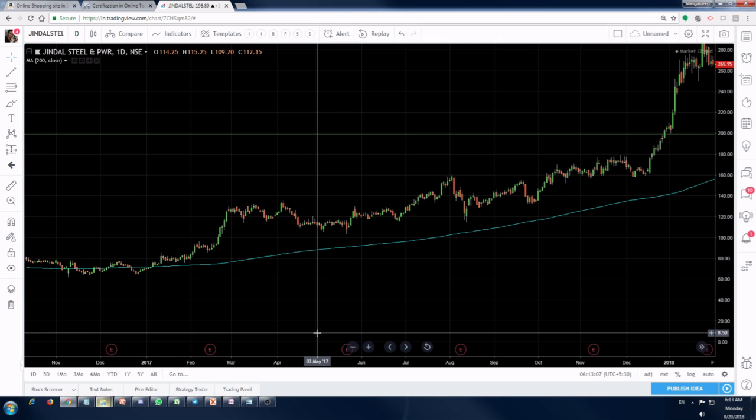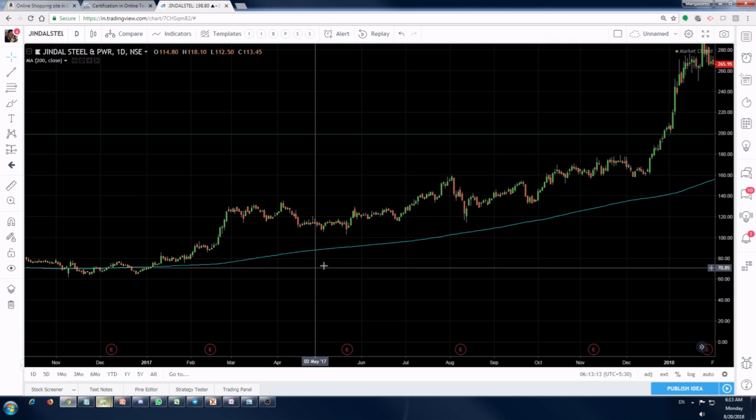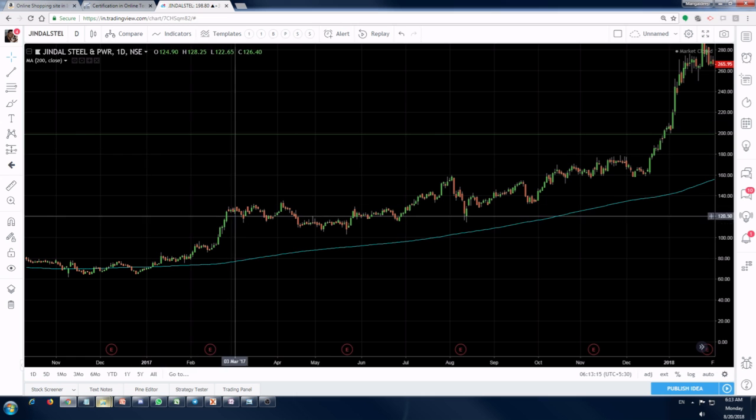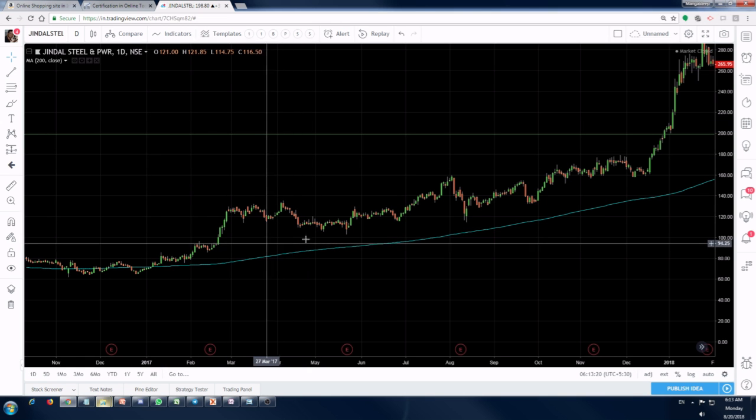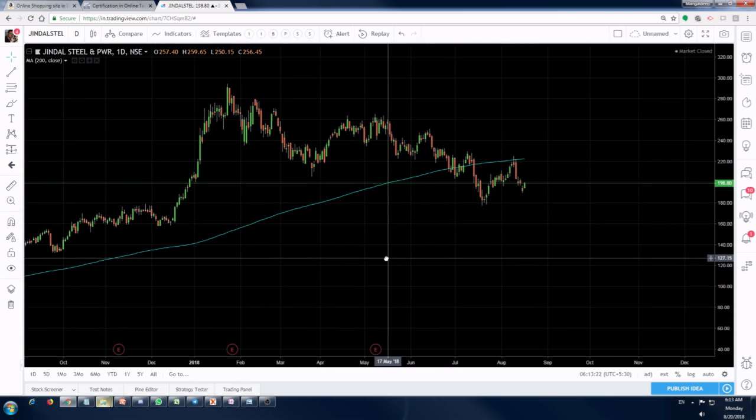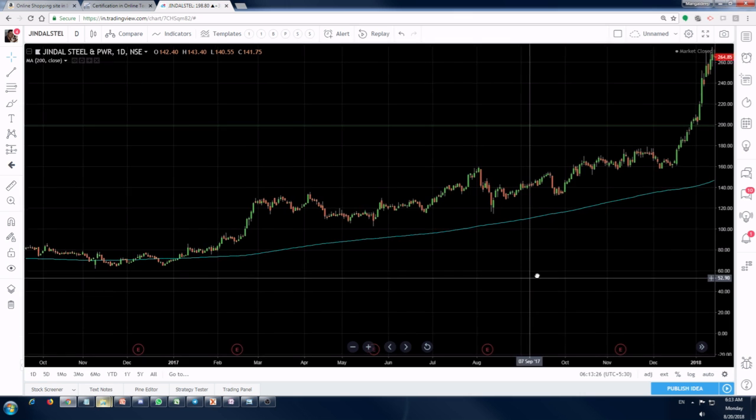I took a stock which was in a continuous bull run, a stock which is continuously going up. Jindal Steel is the one which I found. That was in a continuous bull run, and if you look at it right now, it has started a bear run, right? So let's get back to the bull run here.